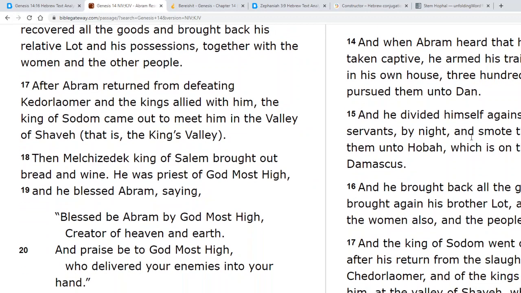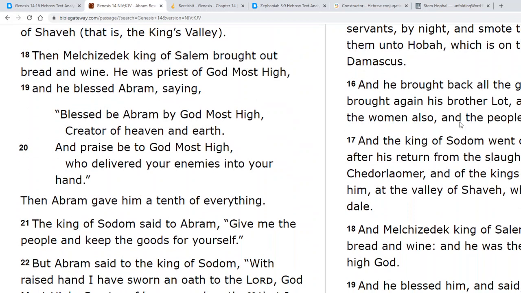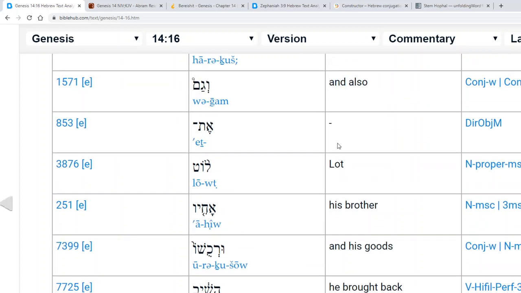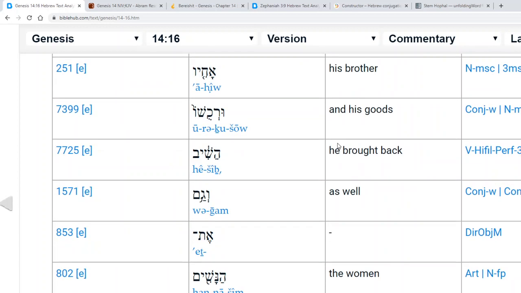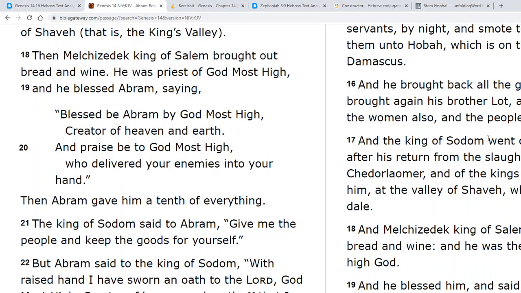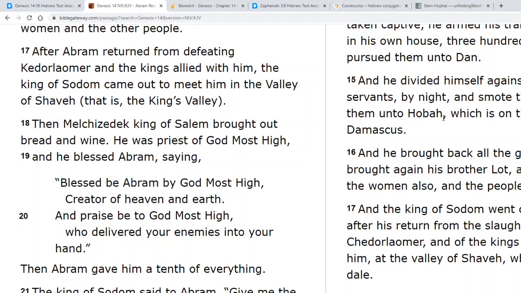Verse 16. And he brought back all the goods and also brought again his brother. So, again, vegam et lot achiv. I'm not sure why they're saying again. And also brought again his brother Lot. I'm not sure why he says again. And his goods, and the women also, and the people. Okay.